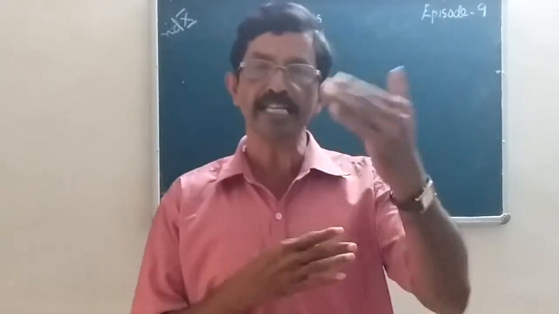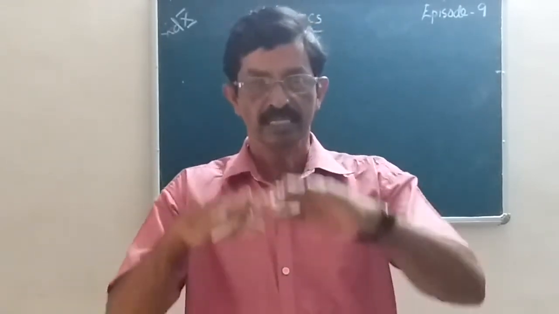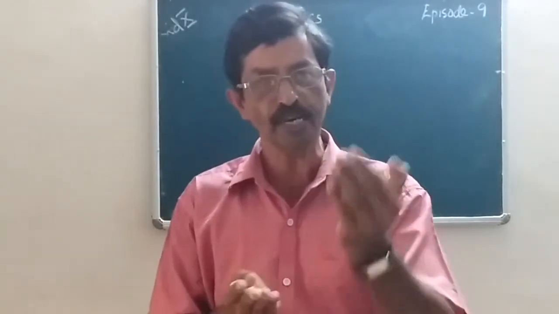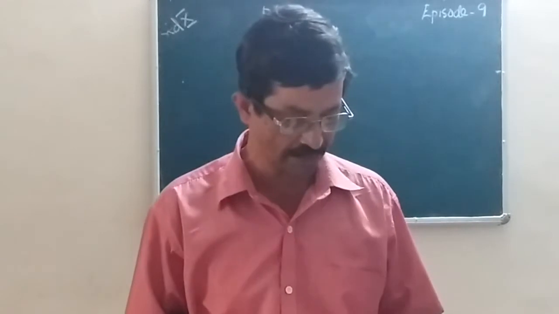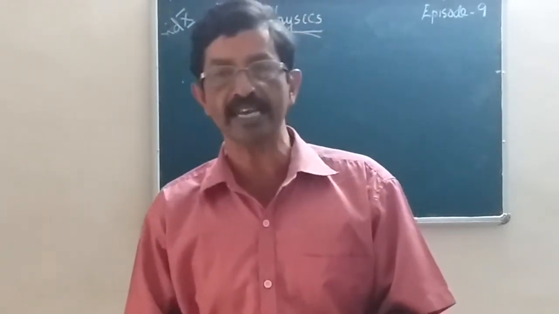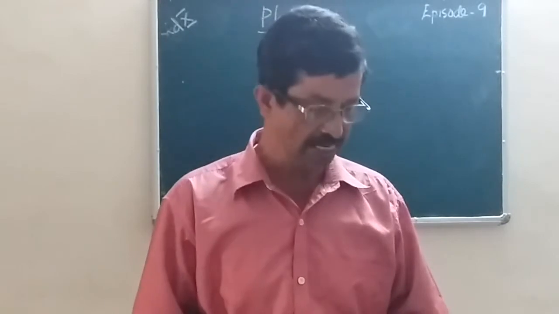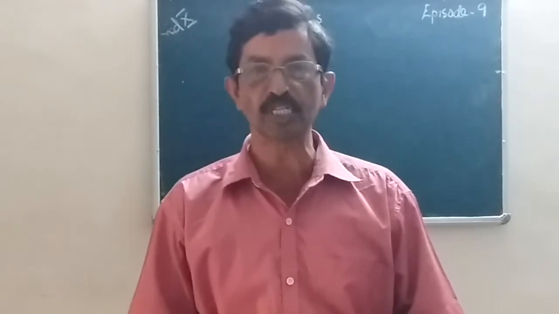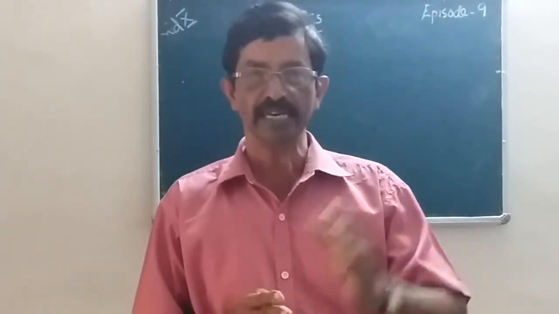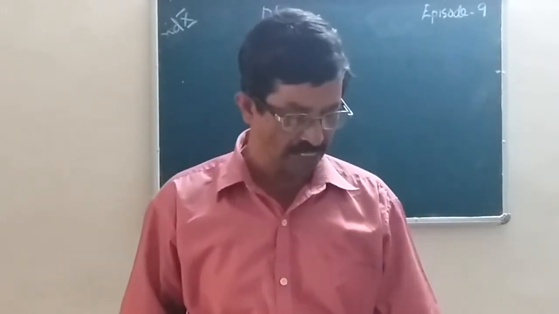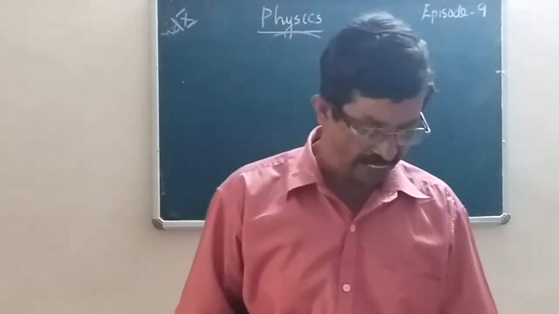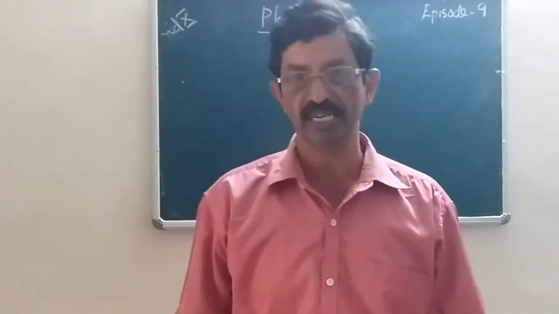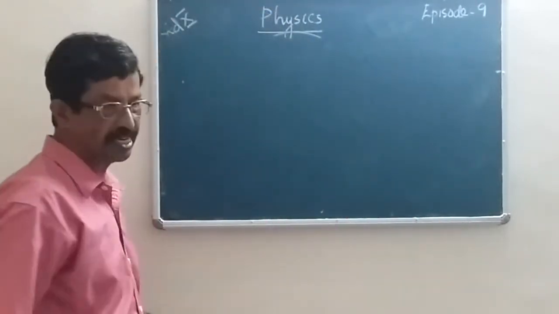Then another question: can planets be considered as a point source or an extended source? If we consider a planet as a large number of point sources, and take the average of the light from all of them, how much does it become? It becomes zero.